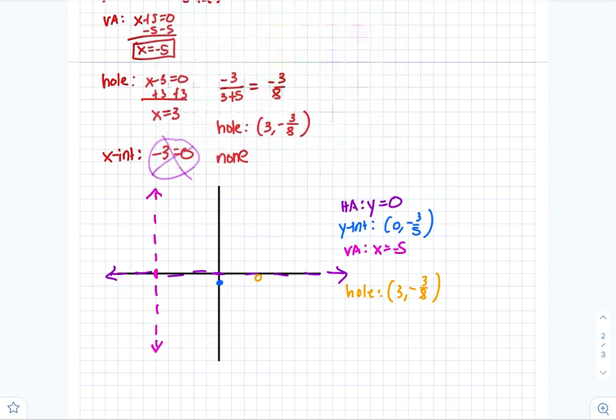No x-intercept, so your graph is going to look something like this. So you submit your answer. Again, don't touch your x-intercept because there is nothing there. So hopefully this helps you with your graphing.